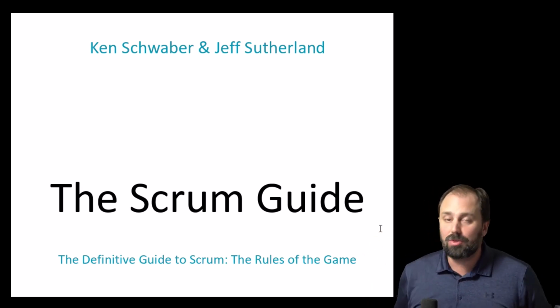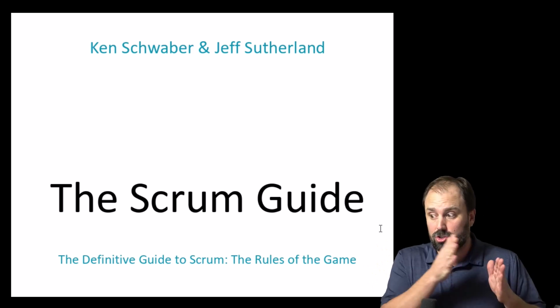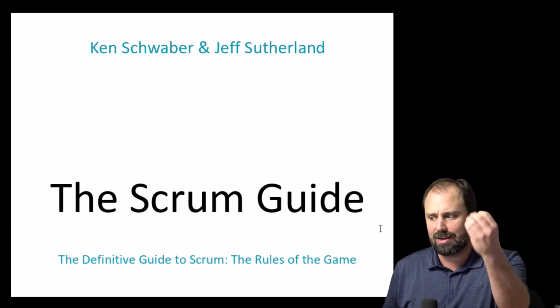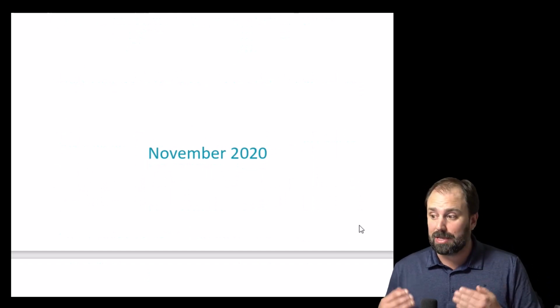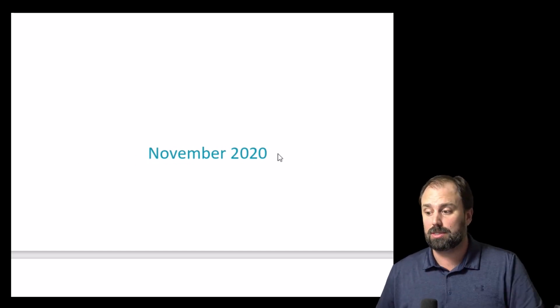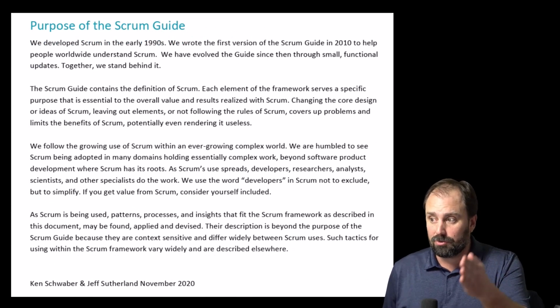Here we go. So this was written by Ken Schwaber and Jeff Sutherland. It's called The Scrum Guide, the definitive guide to Scrum, the rules of the game. This version was updated in November 2020. Now, let's jump into the purpose. They say the purpose of the Scrum Guide.